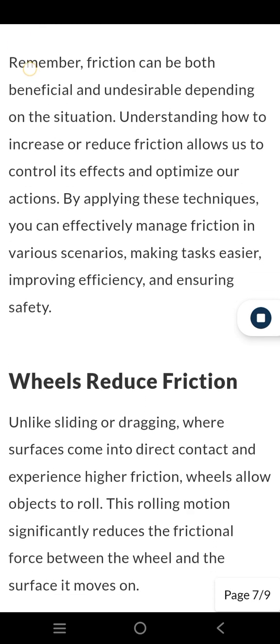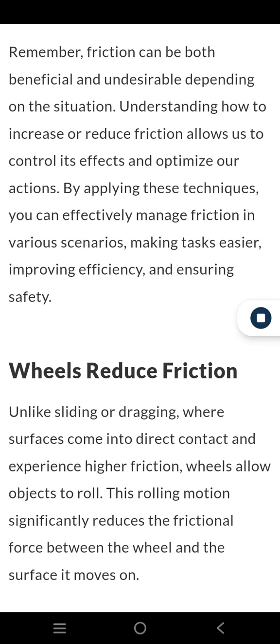Remember, friction can be both beneficial and undesirable depending on the situation. Understanding how to increase or reduce friction allows us to control its effects and optimize our actions. By applying these techniques, you can effectively manage friction in various scenarios, making tasks easier, improving efficiency, and ensuring safety.